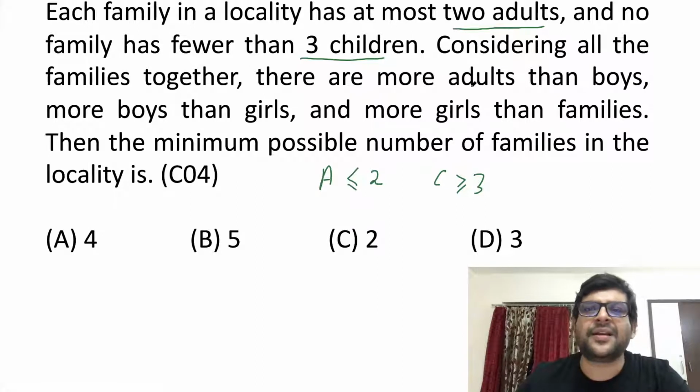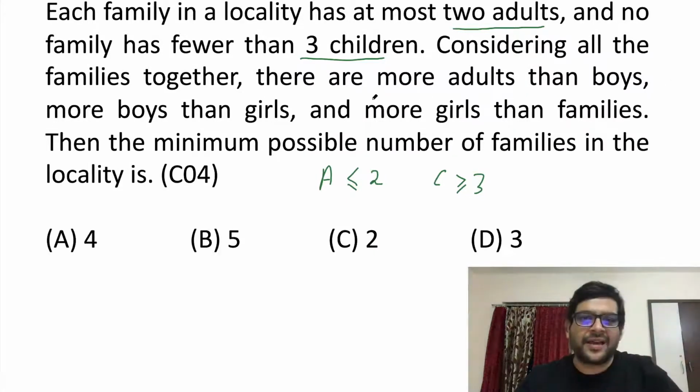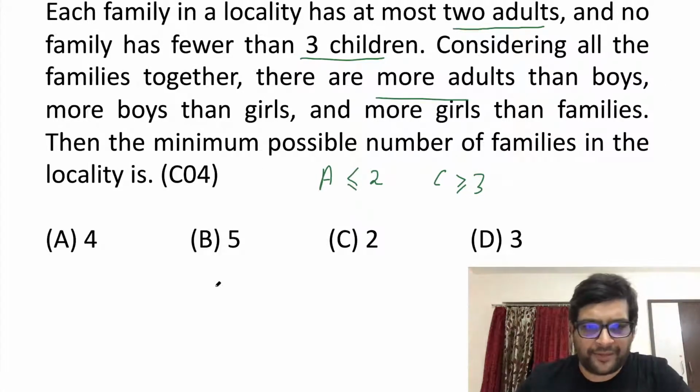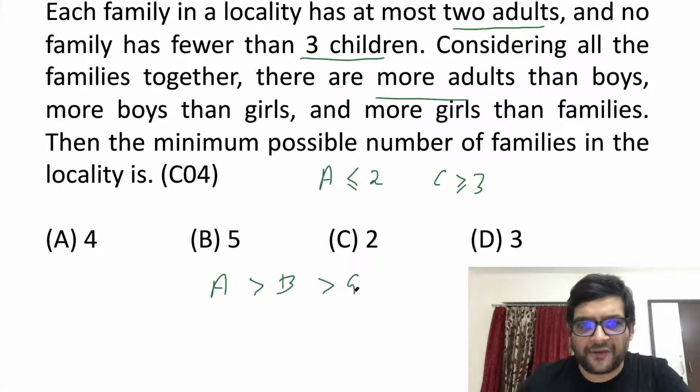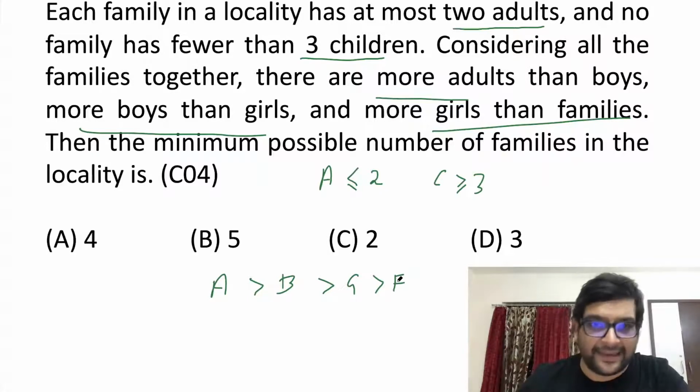Then, considering all the families together, there are more adults than boys. Whatever the number of adults is, it is more than the number of boys. Whatever the number of boys is, it is more than the number of girls. There are more boys than girls and more girls than families. So the number of families is the least.